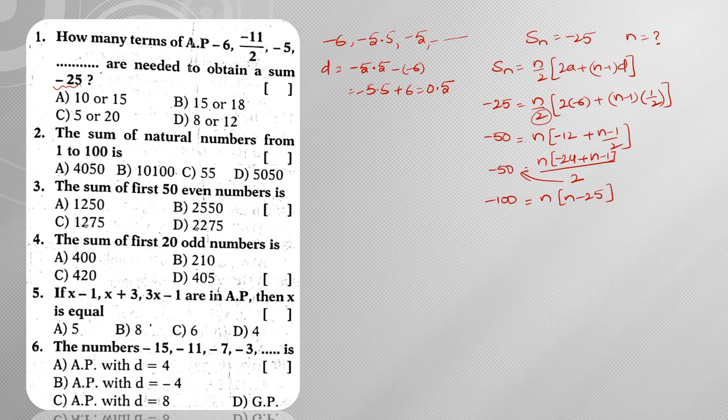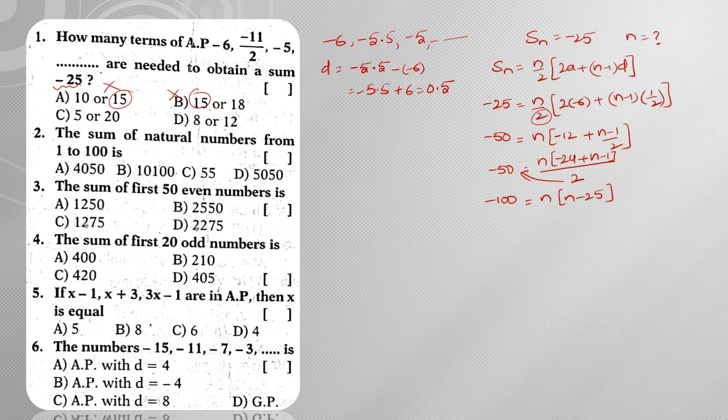Next, let us check the options. n into n minus 25 is equal to minus 100. Suppose I take n is equal to 10, then 10 into 10 minus 25 is 10 into minus 15, which is not equal to minus 100. Hence option 1 is not possible. Next, moving on to option B. Since 15 is there here also, and option 1 is not valid, option 2 also will not be valid.